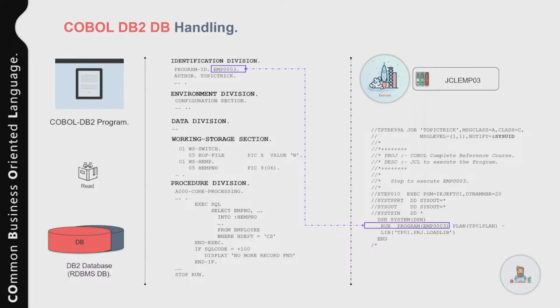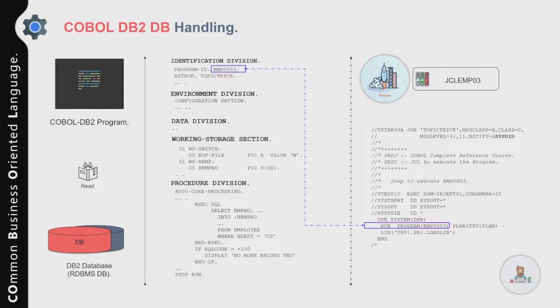Now coming back to our sample JCL, that is JCL EMP03, we have a job card, then we have a description, and after that we have STEP10, which is actually executing a utility, IKJEFT01, and it is generally used to execute a COBOL DB2 program. And if you look at the SYSTSIN, you notice that we have specified the program name followed by the plan and the library. So this is how you can execute your COBOL DB2 batch programs.